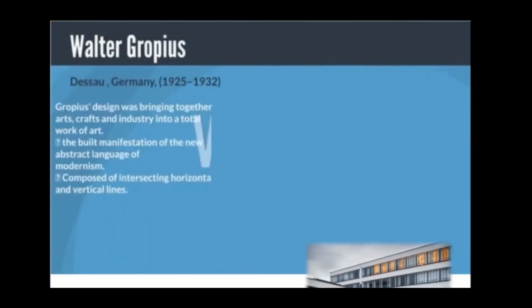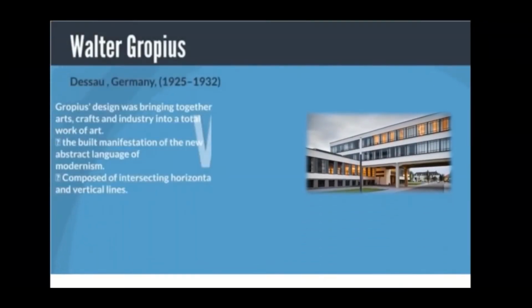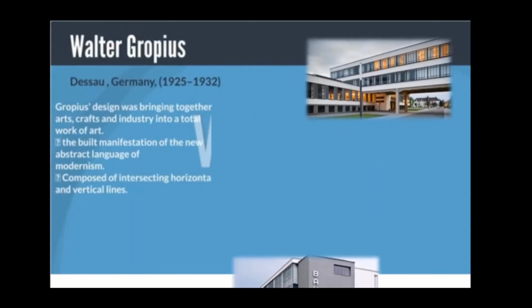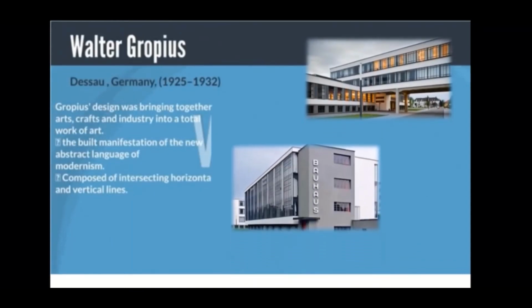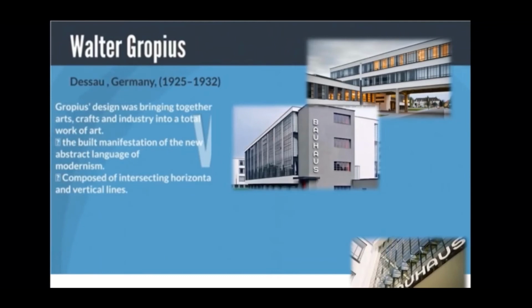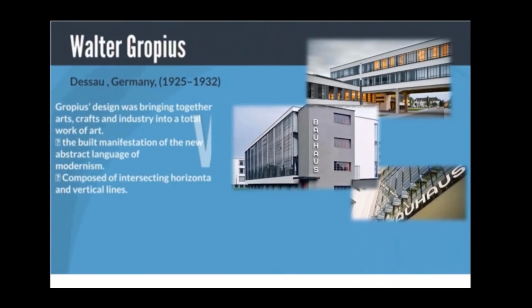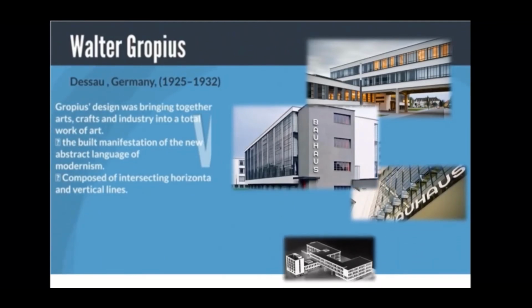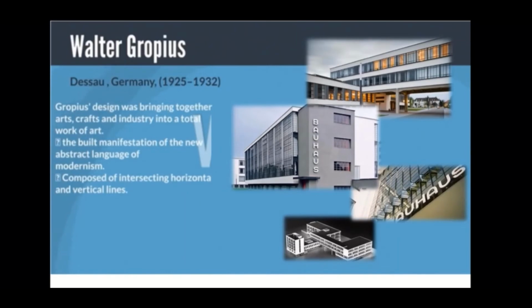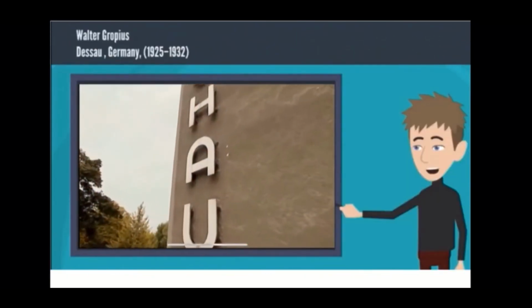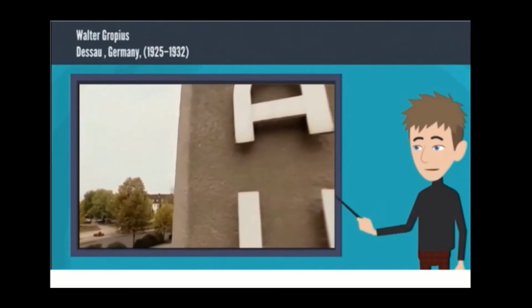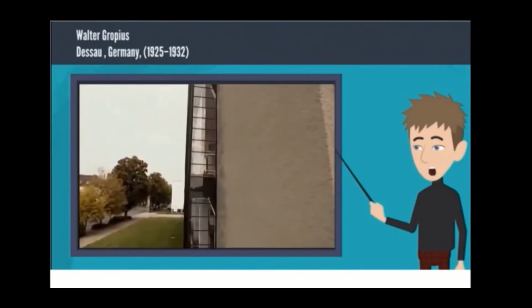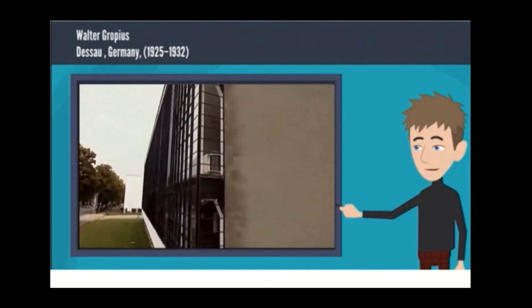Gropius, Dessau, Germany, 1925 to 1932. Gropius's design was bringing together arts, crafts and industry into a total work of art. The built manifestation of the new abstract language of modernism, composed of intersecting horizontal and vertical lines. A concrete structure forms the frame of the building, ensuring the unity of the complex, rationally articulated pure spaces.